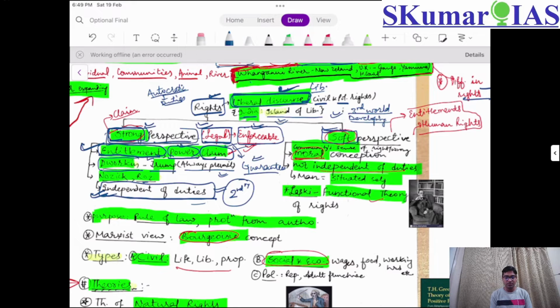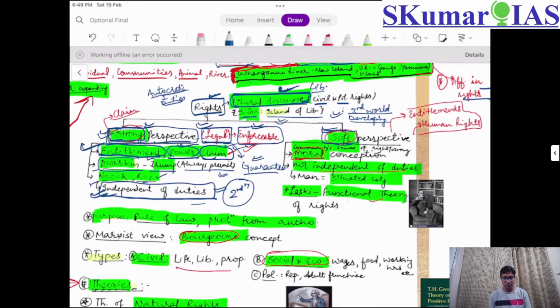This is the strong perspective. Rights are over claims, over entitlements, over power. Rights are trumps. Rights are independent of duties. This is the view of the strong perspective scholars of rights. And who are those scholars? Like Nozick, like Dworkin, like Rose.